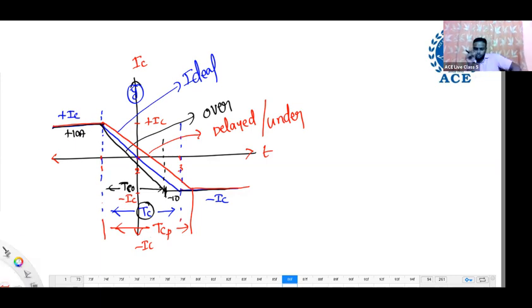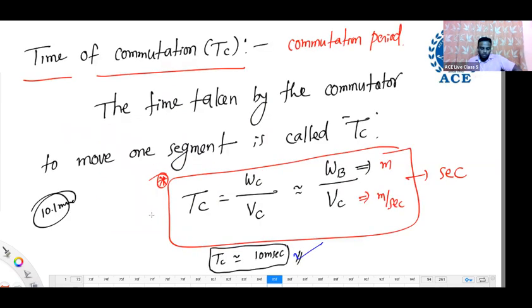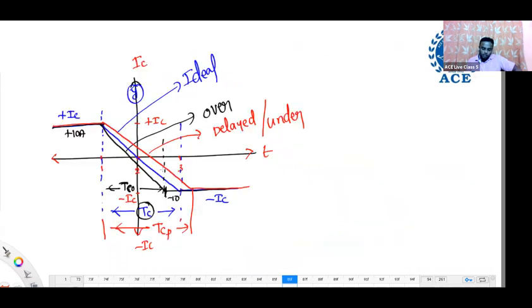Now observe carefully, if you still have confusion. Using this equation, if I calculate the TC, I got 10 millisecond. If current reversal also takes place in the same 10 millisecond, we don't get any spark at the brush. That is the ideal case, the blue line. Now practically, the type of commutation in a DC machine is delayed. Why? See, the current reversal takes this much time to reverse the current completely, which is more time compared to the ideal case.